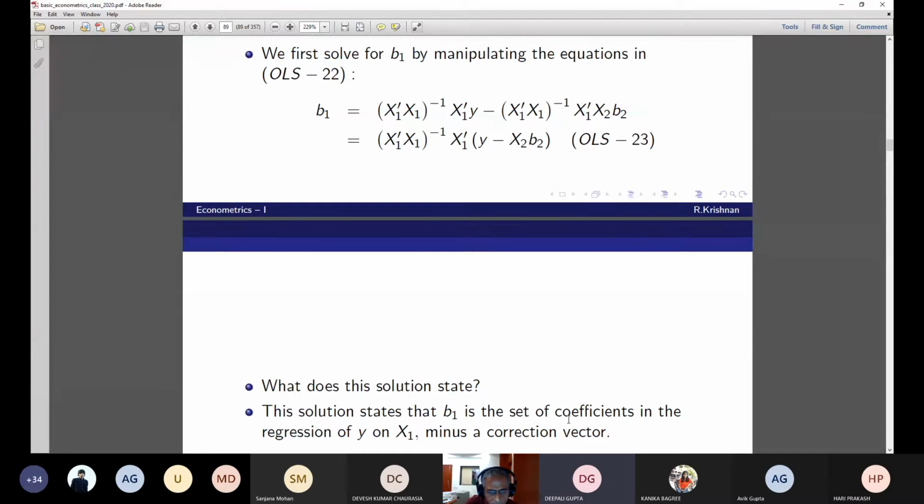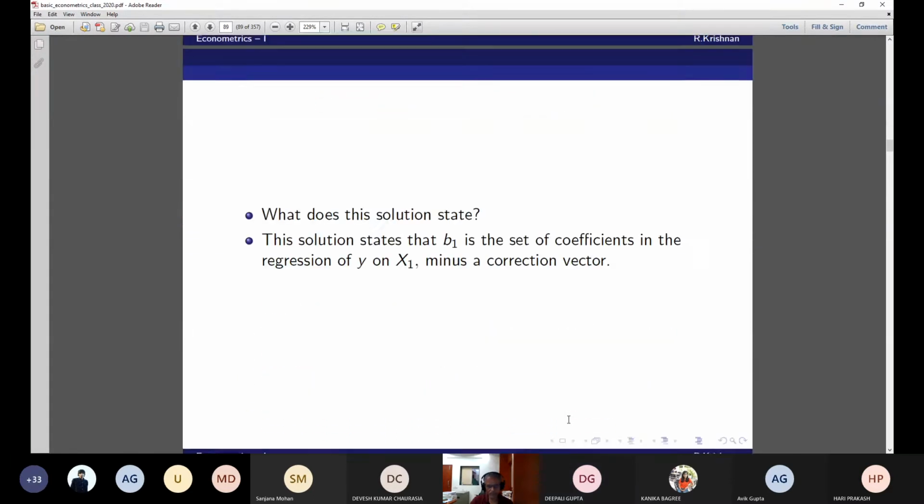Sir, I'm saying that OLS 23 states that the effect of x1, that is, we are calculating b1, is actually the total effect minus x2 b2, the effect of x2 on y. X1 transpose x2 b2. Yes, sir. So minus a correction vector. That is a correction vector. Yes, sir. So it shows the partial effect by cancelling out the partial effect of x2. Yes, but b2 is what we need.